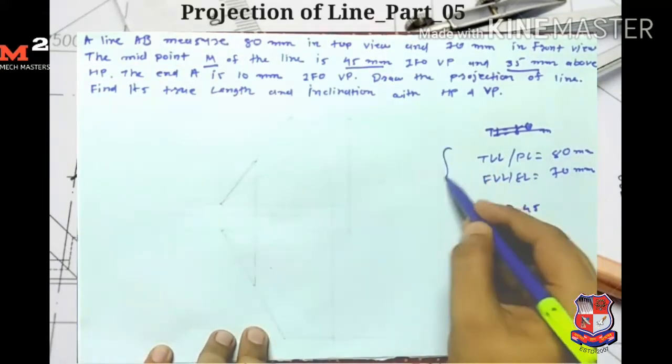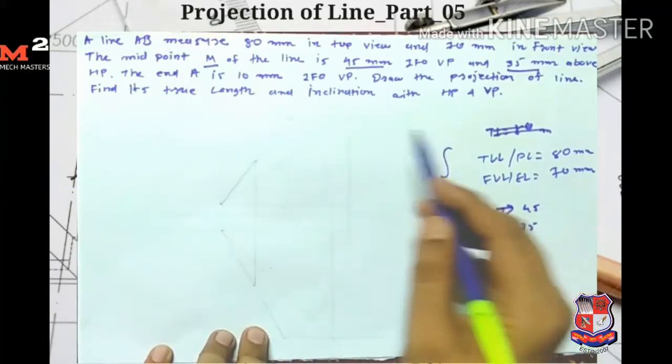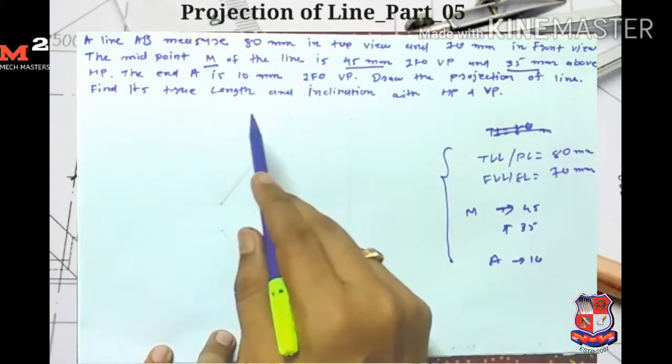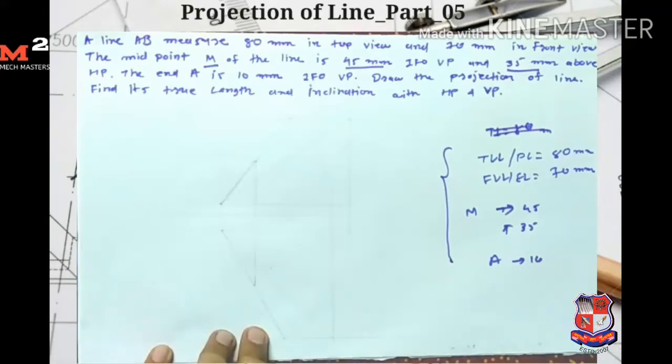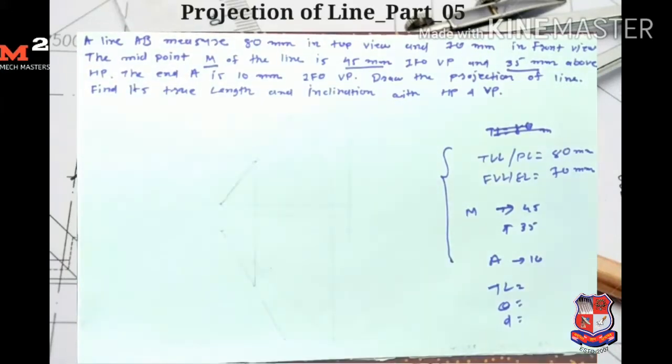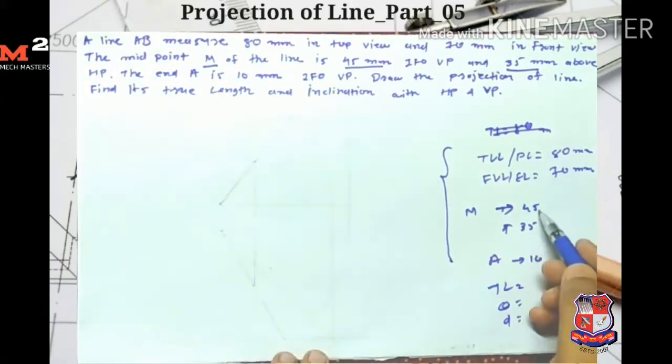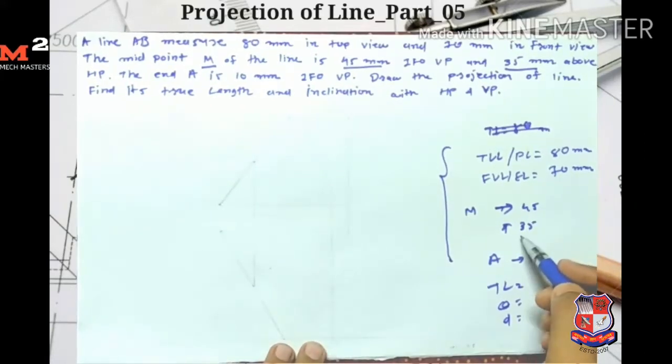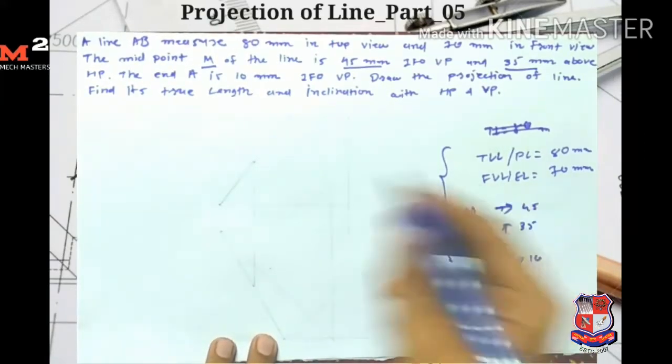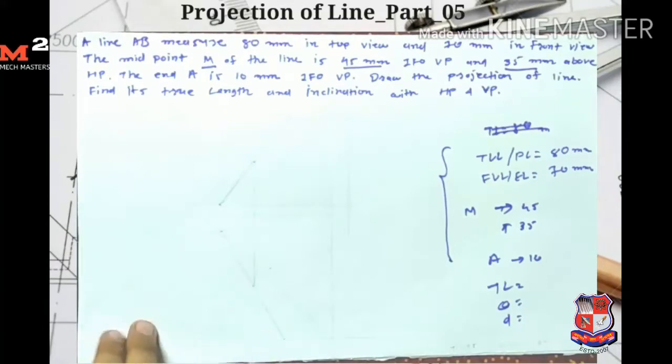Okay, so this data is given. We are required to draw the projection of the line and find the true length and inclination with HP and VP. So we require to find the true length, then theta and phi. Here in this question, the condition for the midpoint is given. Okay, the midpoint is 35 mm above HP. So from here first I draw the reference line.